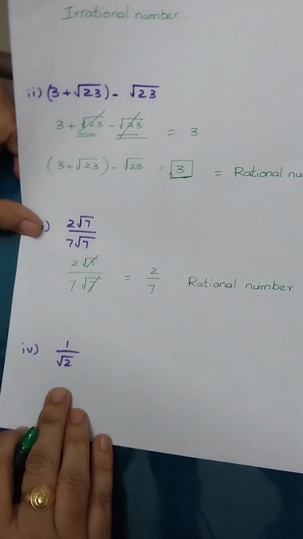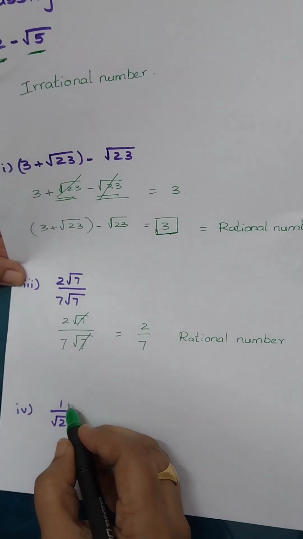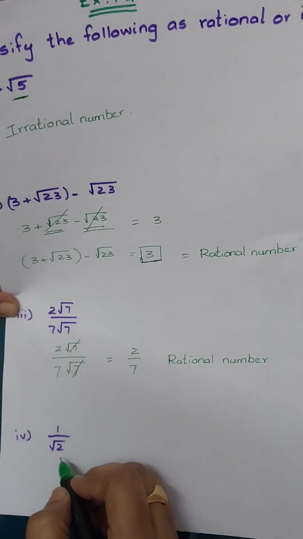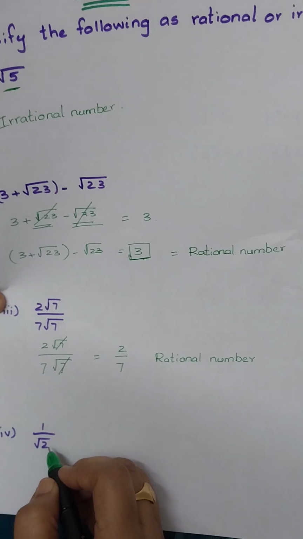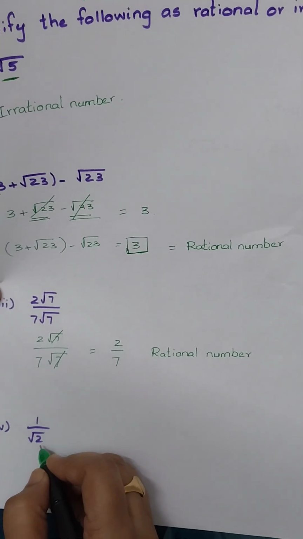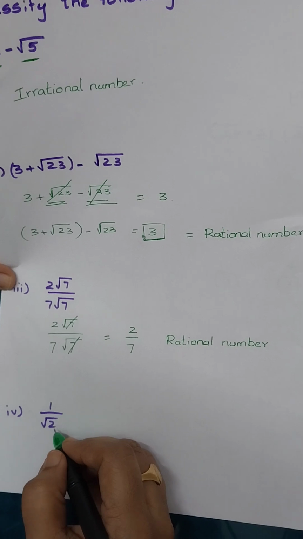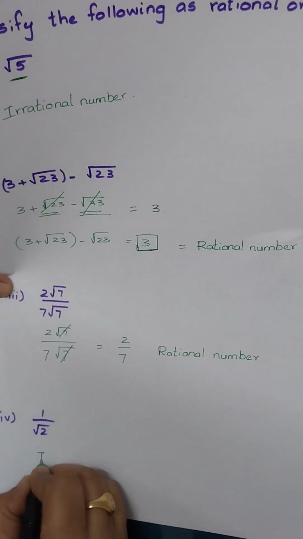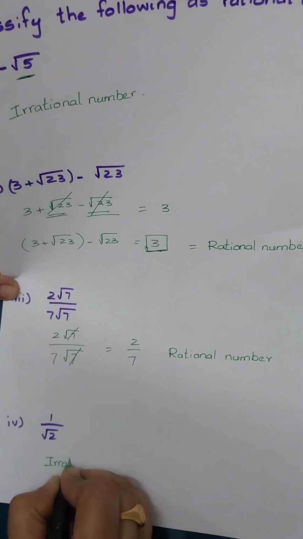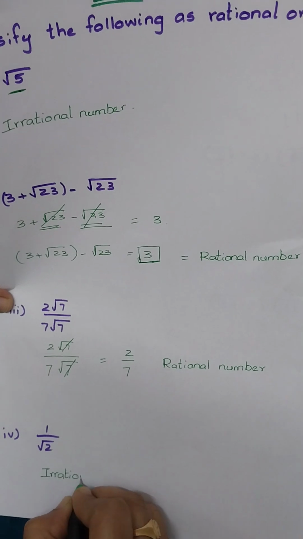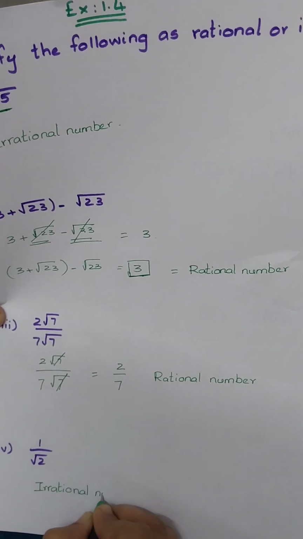Now we are going to do the last question, which is 1 by square root of 2. So we are going to divide the whole number by the irrational number, which will give an irrational number.